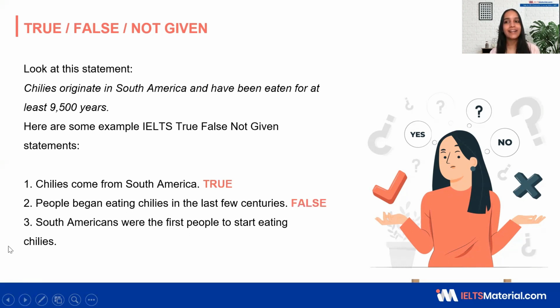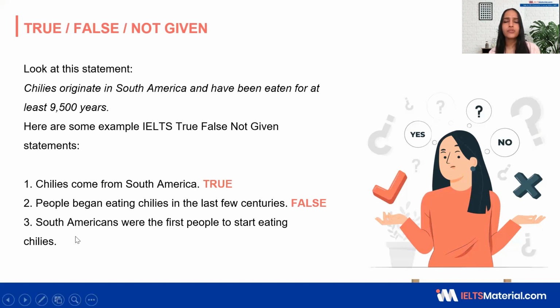Now let's have a look at the last statement. South Americans were the first people to start eating chilies. Now, here is the tricky part. Many students tend to apply their own assumptions or guesswork when it comes to true, false, not given. But keep those interpretations aside because all you need to deal with is the factual information given in the passage.